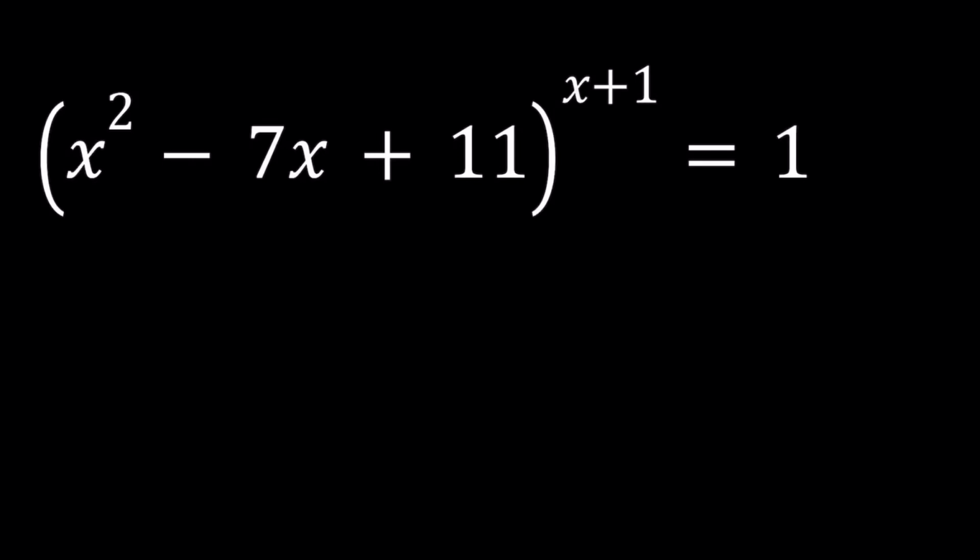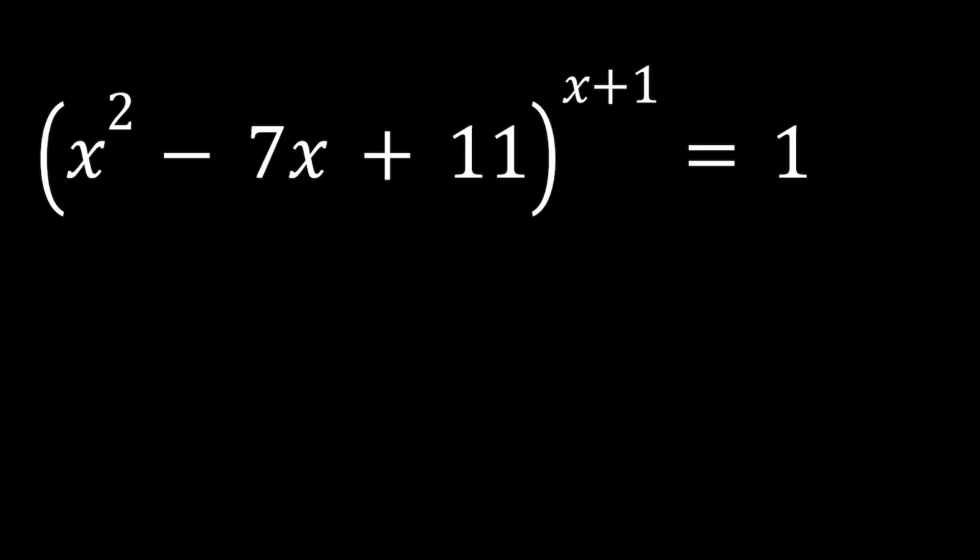Hello everyone. In this video we're going to be solving a nice exponential equation. We have (x² - 7x + 11)^(x+1) = 1, and we're going to be solving for real x values. I'm going to show you two graphs, one of which doesn't exactly belong to this function, but I just wanted to share with you what I found. Anyway, so we have this exponential equation.